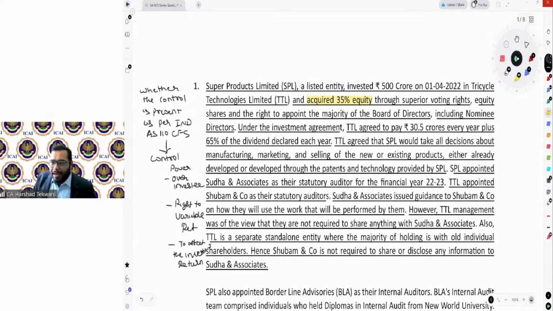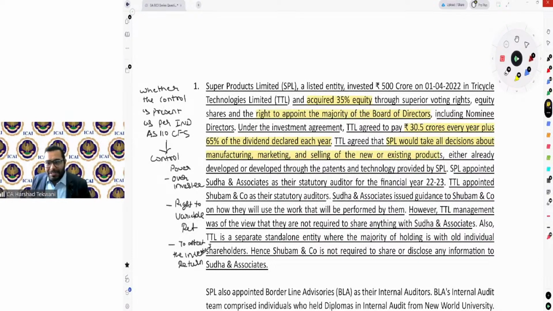Now, to prove that, first, whether there is a power: yes, there is a power, because they have a right to appoint the majority of the board of directors. Right to variable return: the right to variable return is 30.5 every year plus 65% of the dividend declared. Third, ability to use the power: SPL would take all decisions about manufacturing, marketing, and selling of new and existing products. So that demonstrates the ability to use the power.